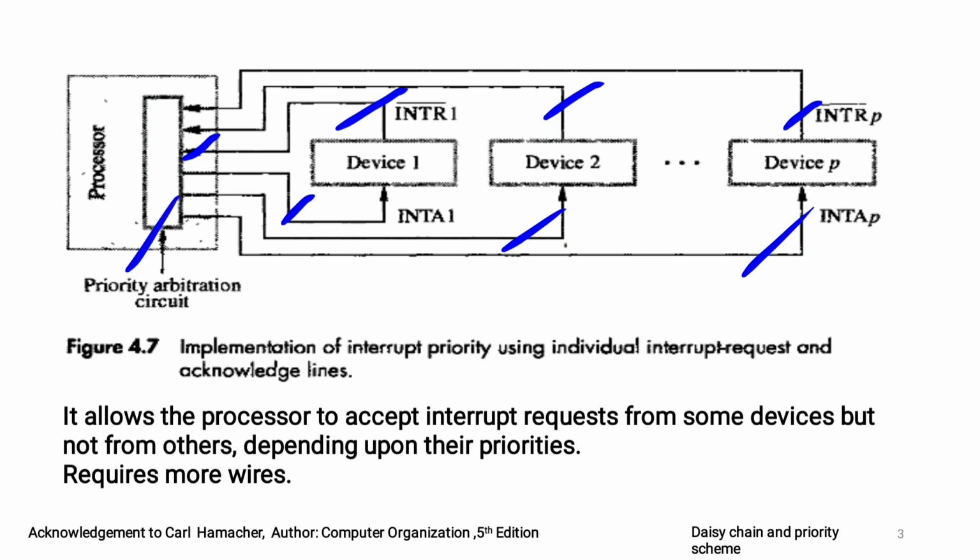In the processor, we have a priority arbitration circuit. It sets different priority to different request lines of the devices, and the device whose request line has higher priority, its interrupt request signals will be accepted first. Because each device is connected to the processor through its own interrupt request and acknowledge lines, this kind of scheme requires more wires. Okay, this is all about the interrupt priority scheme.